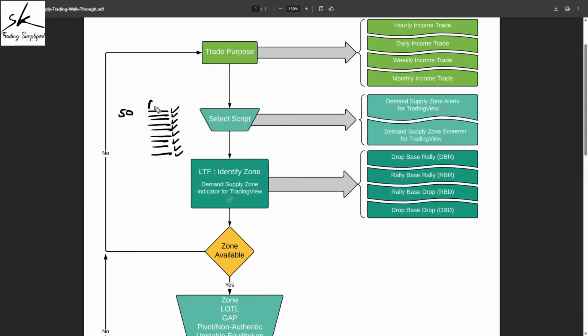Let's assume that in this list, I got the very first symbol as ABC. So what I need to do now is on ABC, I need to go to the lower time frame. And what is my lower time frame? We got the answer from our step number one, that as a monthly income trader, my lower time frame will be daily. And on the daily chart, I need to identify a zone. Now, by zone, we mean any of these four structures. It can be a drop-based rally, rally-based rally, rally-based drop, or a drop-based drop.